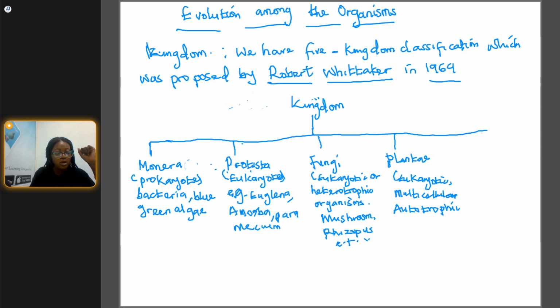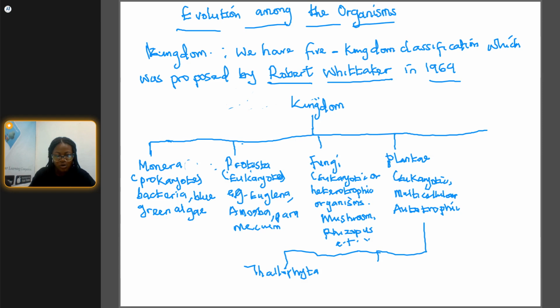Okay, so I believe we got that. Then we move to the kingdom Animalia. But before we move to Animalia, under kingdom Plantae, we have what we call Thallophyta. They are also grouped into classes. So under kingdom Plantae, this is under Plantae, we have the Thallophyta.